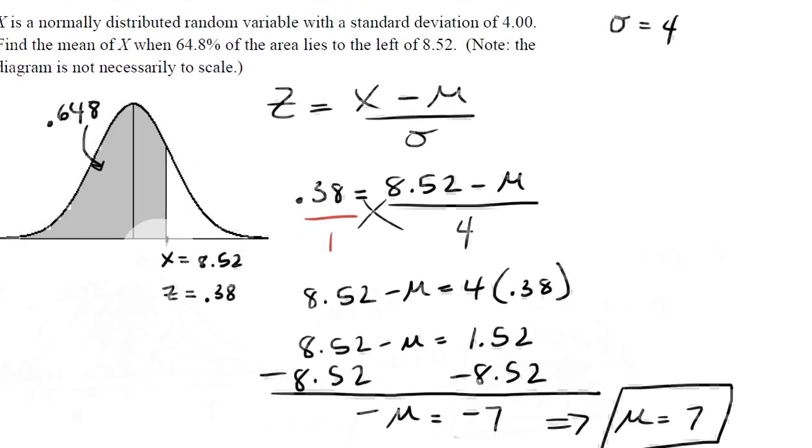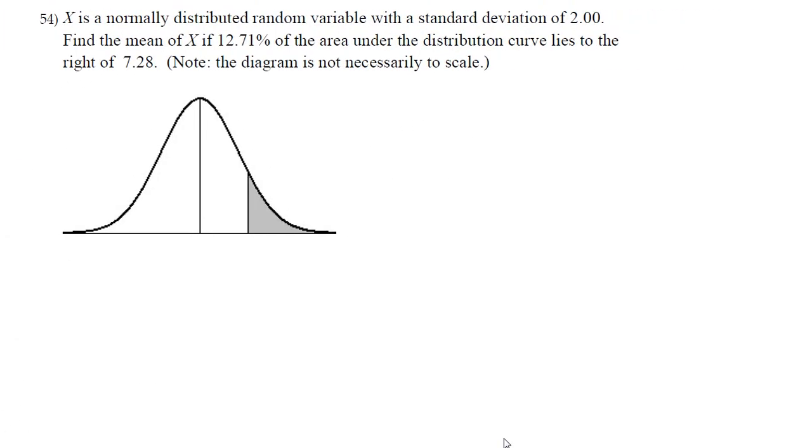Let's look at the last one. 54. Let's see if we can do something good here. X is a normally distributed random variable. Standard deviation of 2. Find the mean again, if 12.71 of the area, the shaded region here, 0.1271, lies to the right of x equals 7.28. They're giving us the info. We just have to interpret it and figure out what we do from there.